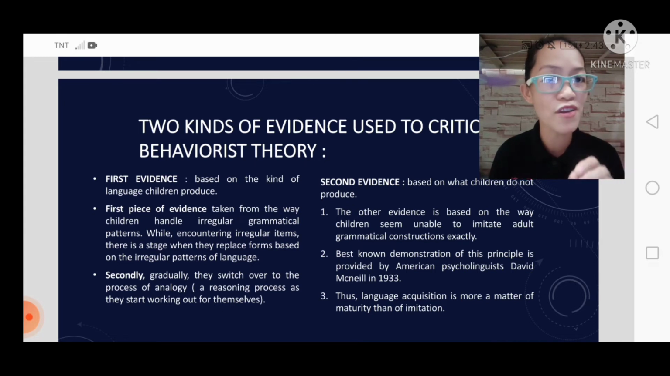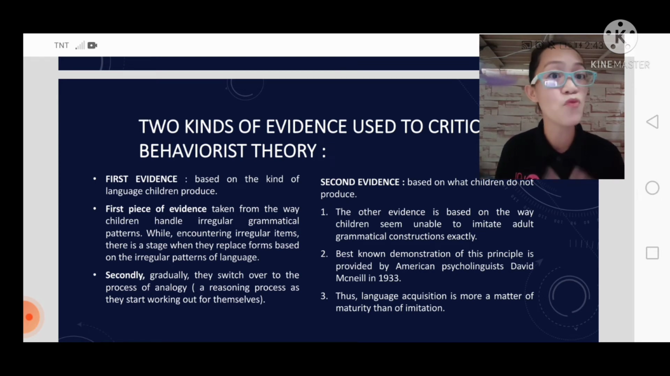Number one, the first piece of evidence is taken from the way children handle irregular grammatical patterns. While encountering irregular items, there is a stage when they replace forms based on the regular patterns of language. Secondly, gradually they switch over to the process of analogy. Analogy is a reasoning process as they start working things out for themselves.